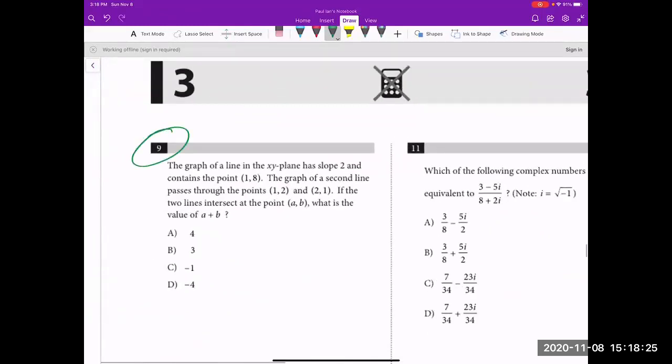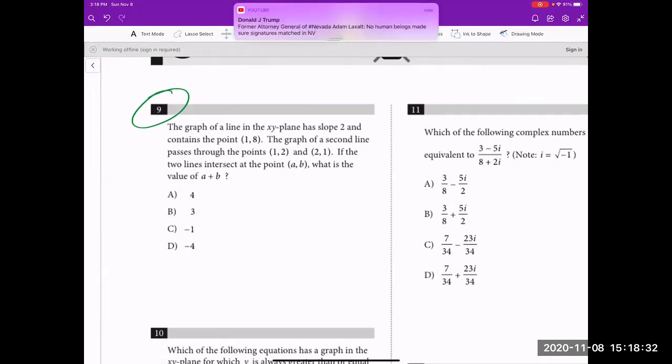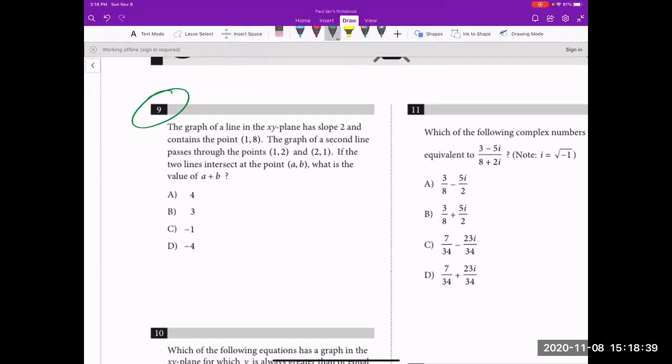All right, this one. Actually, yeah, this one's a nice one as well.